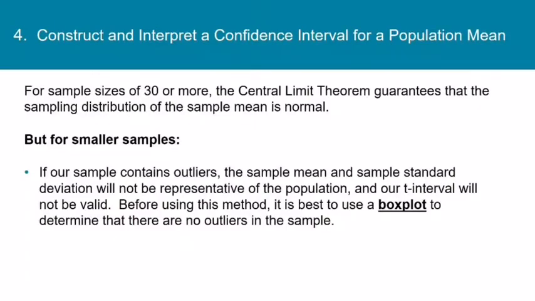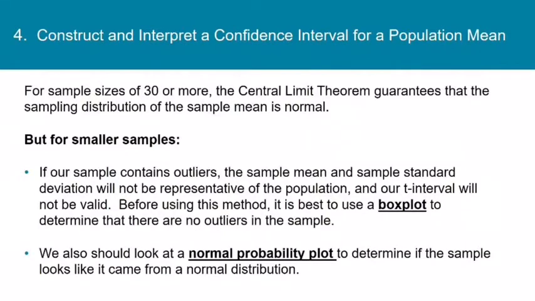Therefore, if you don't know for sure that the population is normally distributed and you have to work with a small sample, then before you use this method, use a box plot to determine that there are no outliers in your sample. Also, we should look at a normal probability plot like the ones we talked about in Section 7.3 to determine if the sample looks like it came from a normal distribution.